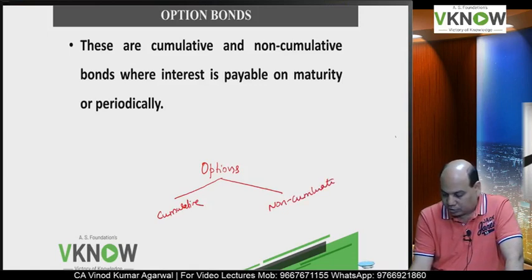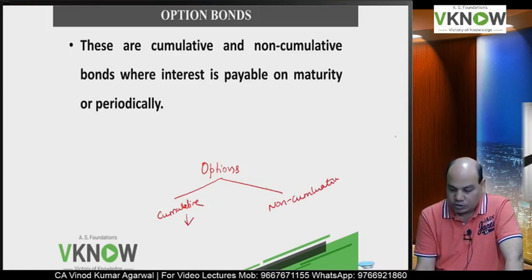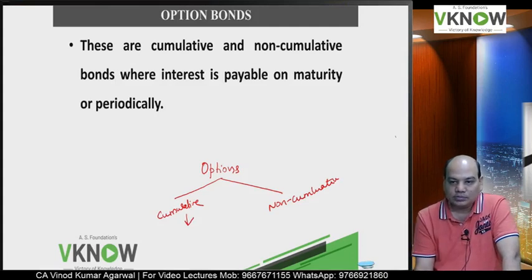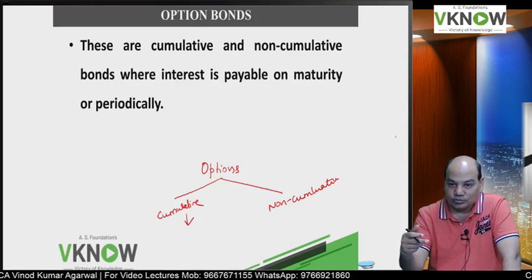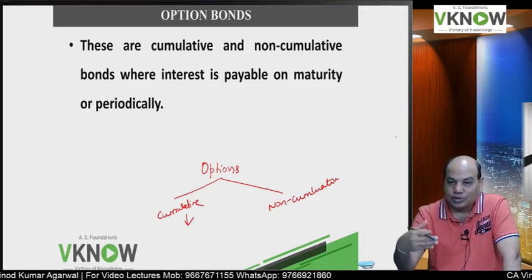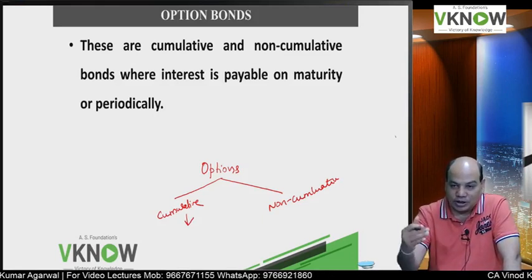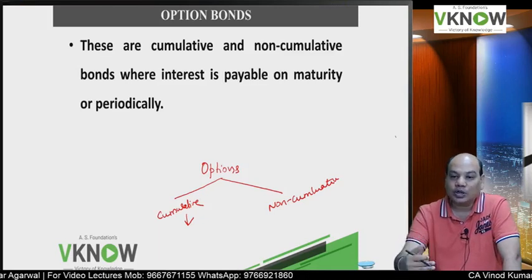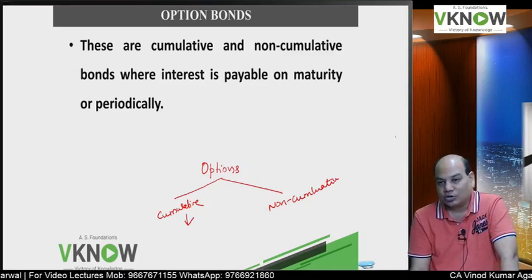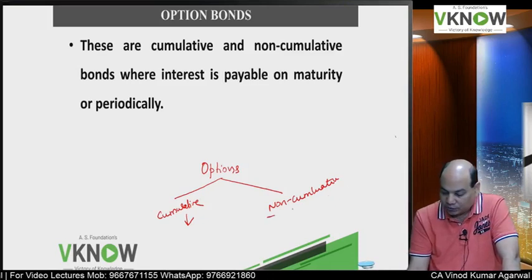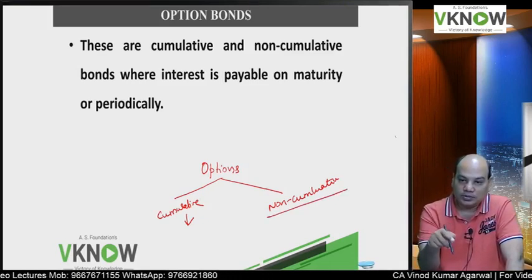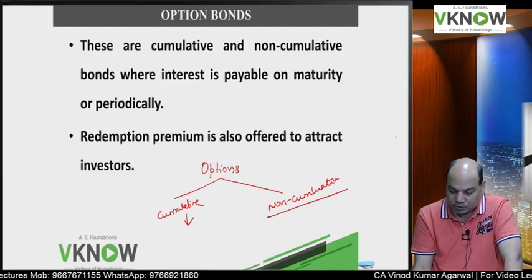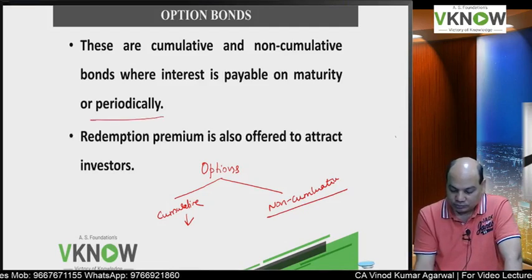What is the meaning of cumulative? In cumulative option, if you tick cumulative, then you will not get the interest every year. Interest will accrue, keep on getting added to the principal amount, and the principal plus all accrued interest will be paid on maturity. But if it is non-cumulative, then interest will be paid every year. Non-cumulative, interest is payable periodically.